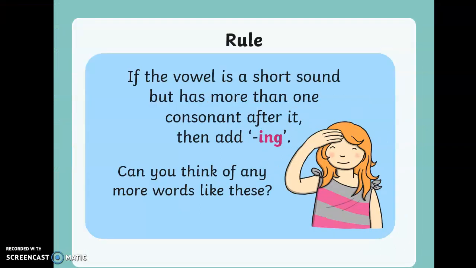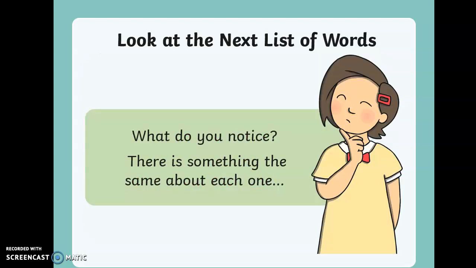So we said if the vowel was a short sound but had more than one consonant after it, then add ing. Can you think of more words like these? So that was where I left you, wasn't it? Look at the next list of words. What do you notice? There is something the same about each one.